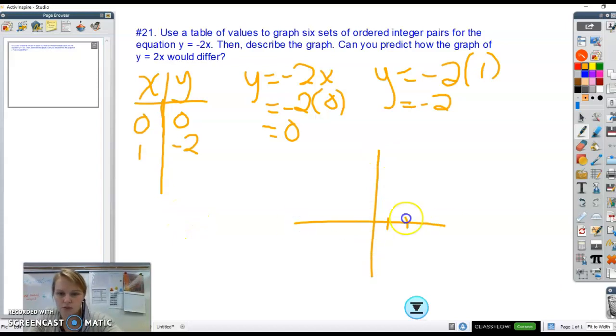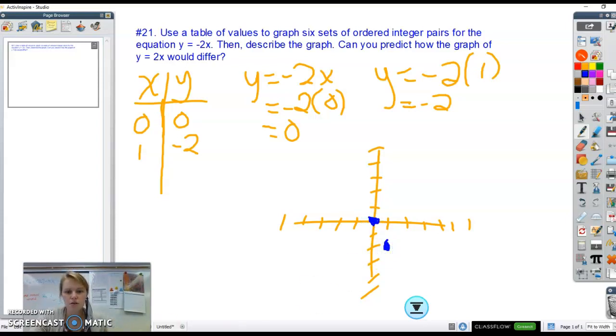So you can label the axes, 1, 2, 3, 4, 5, 6, and negative 1, negative 2, negative 3, negative 4, negative 5. That's not perfect. You can do your own on graph paper, but the idea is you would plot those points on a graph. So 0, 0 would go here, and then 1, negative 2 would be about right here.